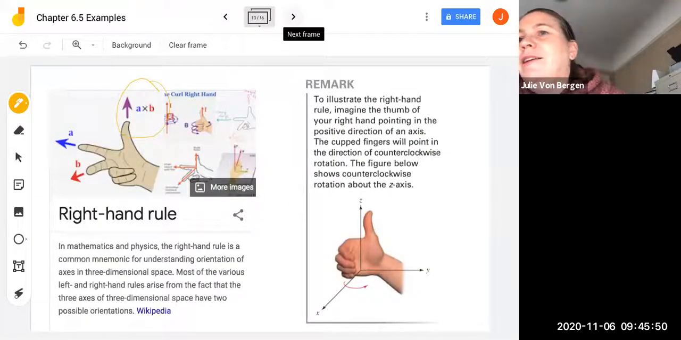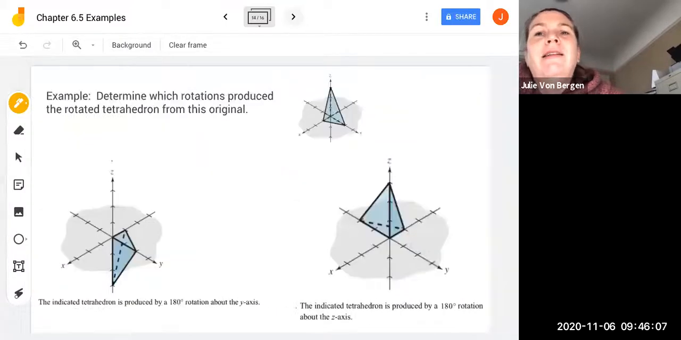So this remark says, to illustrate the right-hand rule, imagine the thumb of your right hand pointing in the positive direction of an axis. The curled fingers will point in the direction of the counterclockwise rotation. The figure below shows counterclockwise rotation about the z-axis. So let's take a look at some examples.